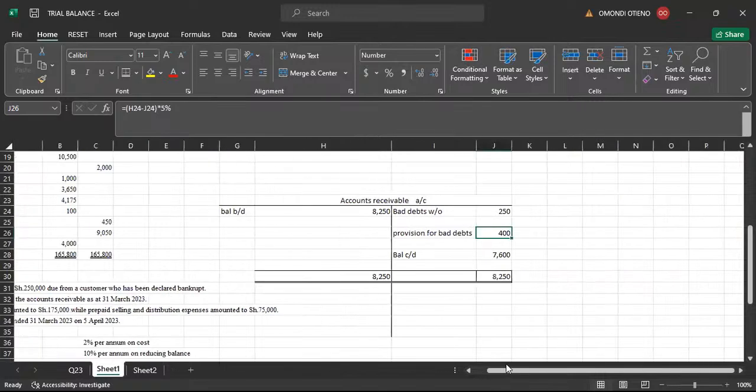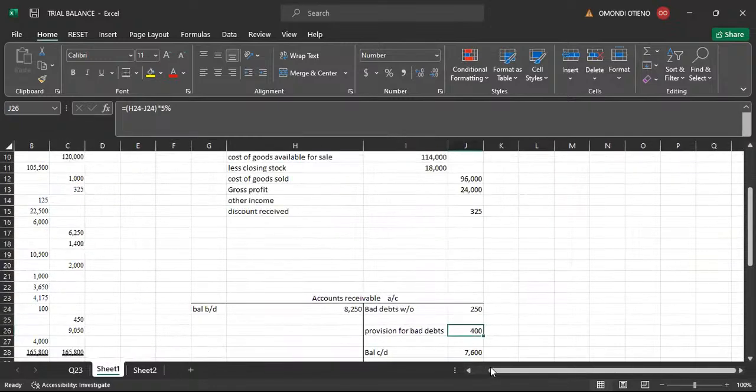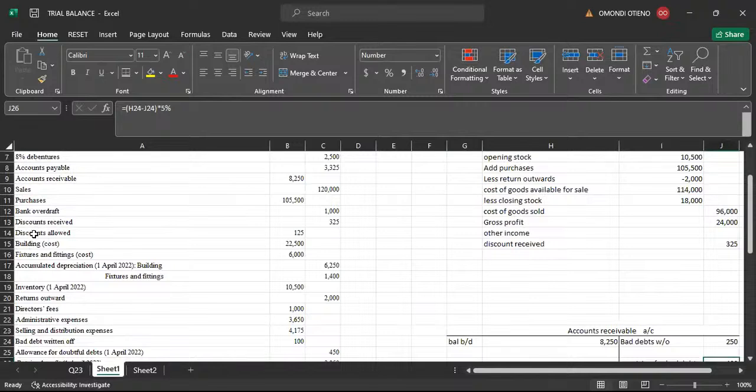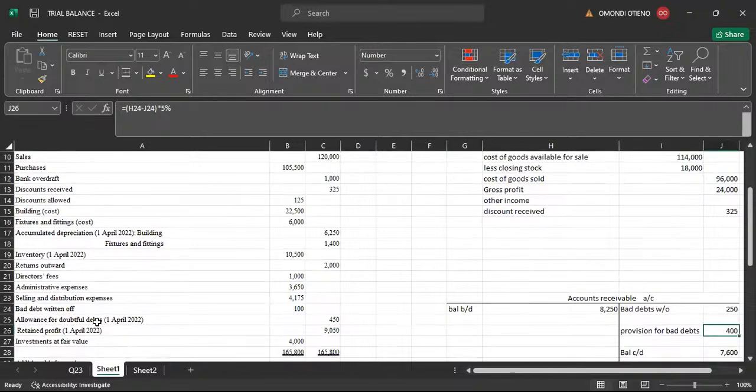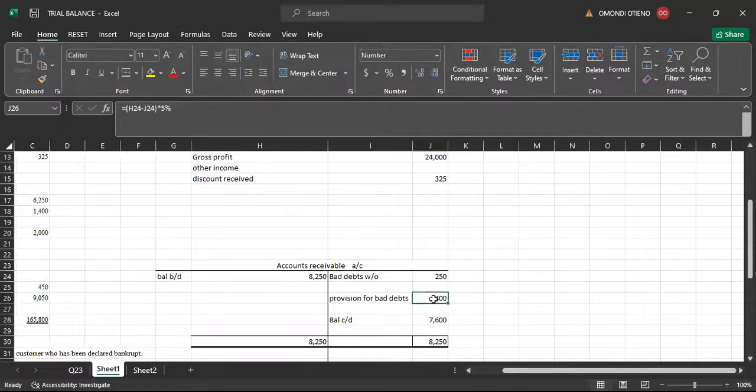Let's go to the provision at the beginning of the year. At the beginning of the year, they had an allowance. The allowance for doubtful debts as at 1st of April was 450. But then the real doubtful debts that they are having here is 400. So is it an increase or decrease?